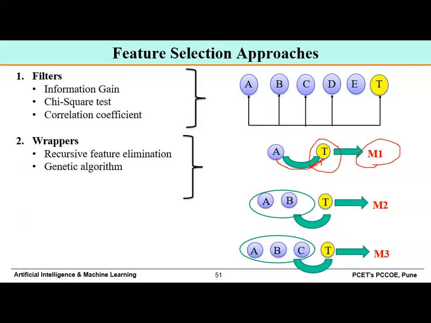Then next time what we do, we consider parameter B, and we will check how it is going to affect our model T, and whatever impact will be there, that we call it as m2.